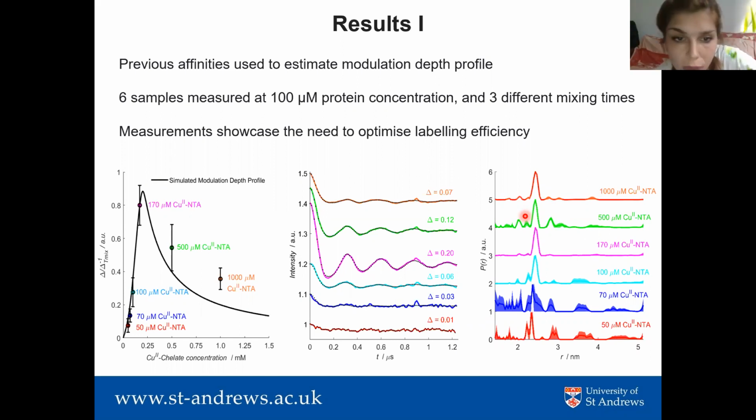Yeah. And one more question here. So basically for the 500 and the 1000 micromolar copper NTA, maybe we have some unspecific binding and so on. My question is, how did the T1 profile look? Was it similar? Did you have to adjust the mixing time?